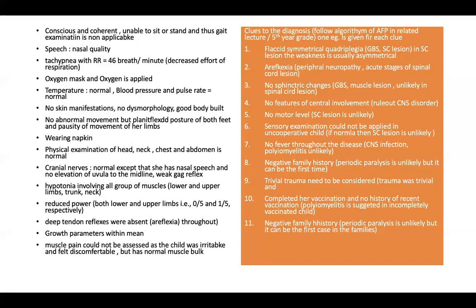She was flaccid, and she had reduced power. Both upper and lower limbs were affected: grade 0 in the lower limbs and grade 1 out of 5 in the upper limbs. Deep tendon reflexes were absent. Her growth parameters were normal, and she had no muscle pain, but whenever she felt discomfort she was irritable, and she had normal muscle bulk. Then the child has, on examination, flaccid symmetrical quadriplegia.